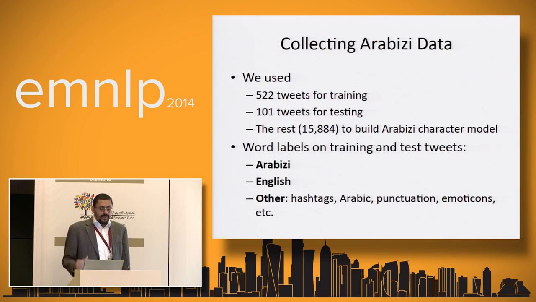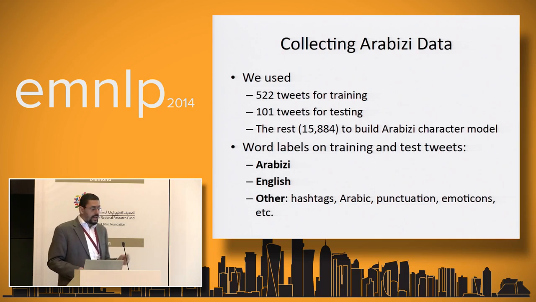To do the detection, the first part, where we want to tease away the English from the Arabizi, we used about 522 tweets for training, about 101 for testing, and the rest we used as background to build features as a background corpus. In particular, we were interested in building a character level language model for Arabizi, so we know which characters tend to appear one after the other in Arabizi. Okay? So it's highly uncommon, for example, that you would get an English word with the numeral 3 in the middle. But with Arabizi, that's quite common.